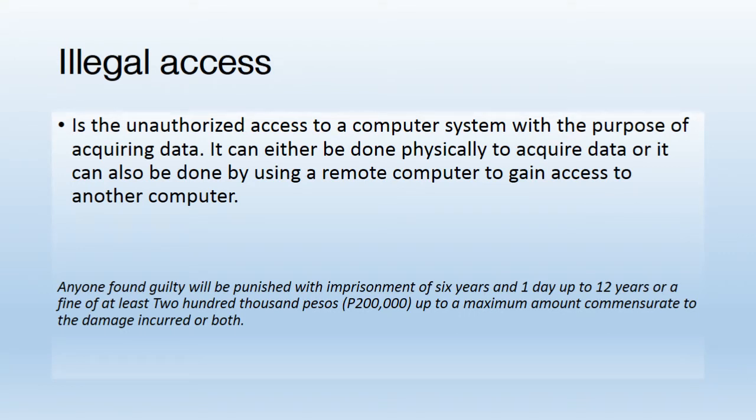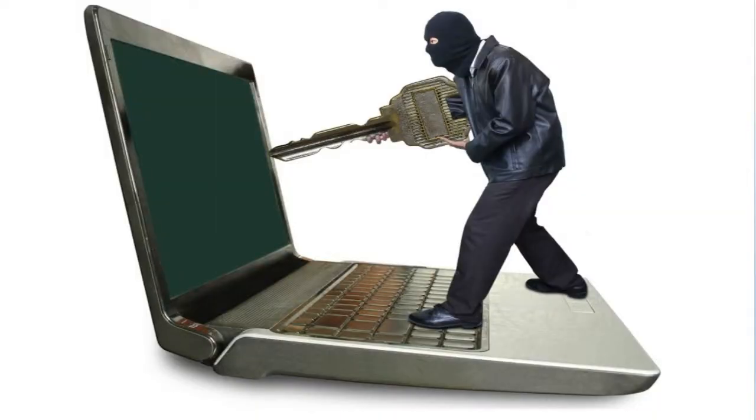Number 1. Illegal access. Now, illegal access is the unauthorized access to a computer system with the purpose of acquiring data. It can either be done physically to acquire data, or it can also be done by using a remote computer to gain access to another computer. Well, this is what we call hacking.